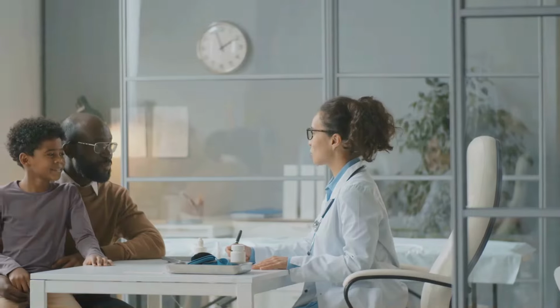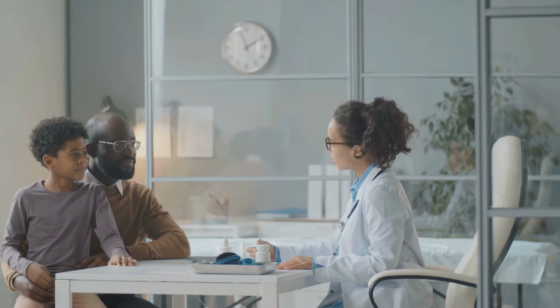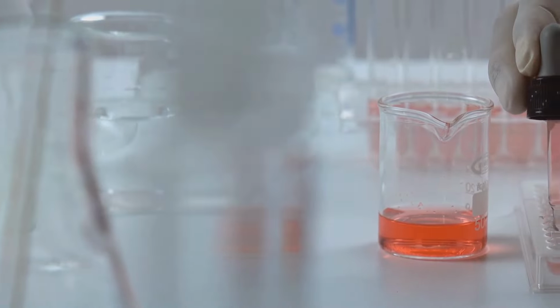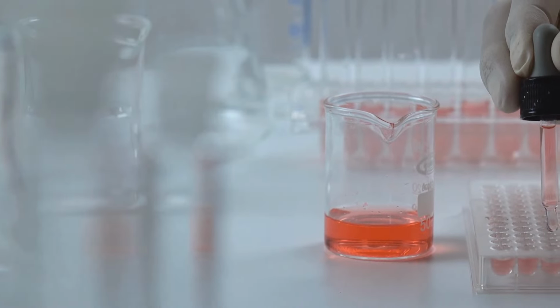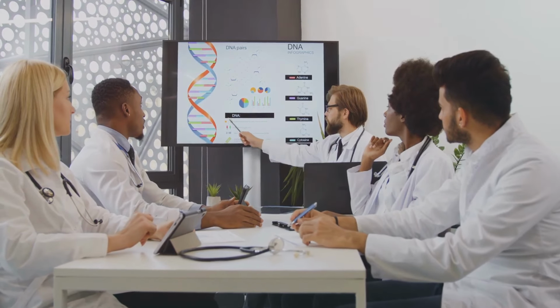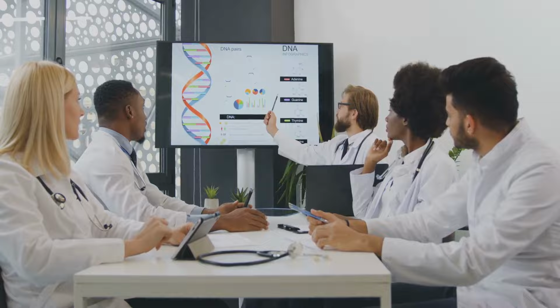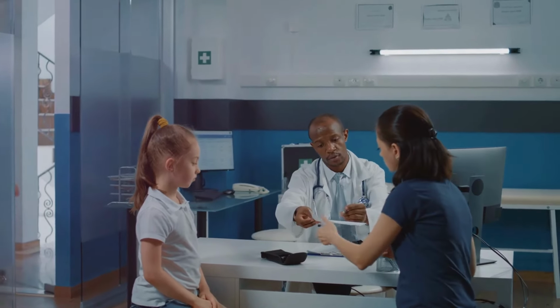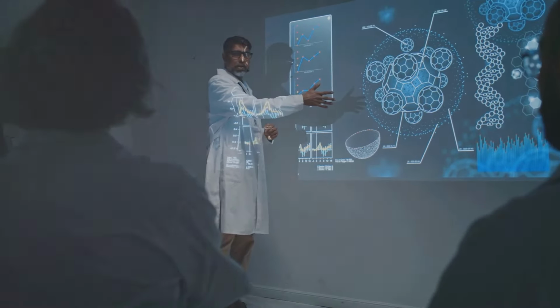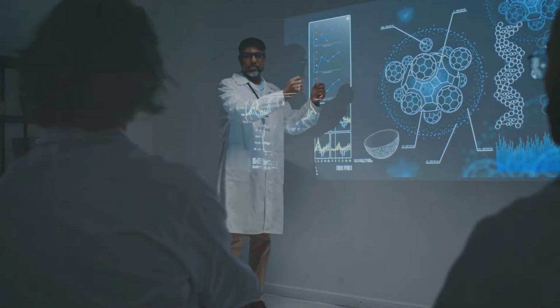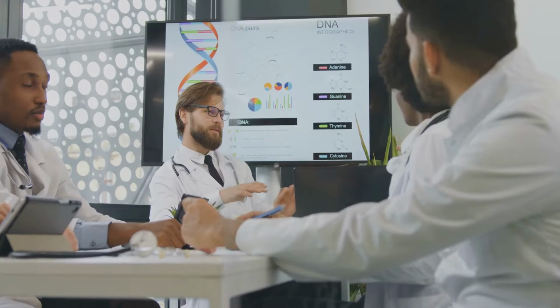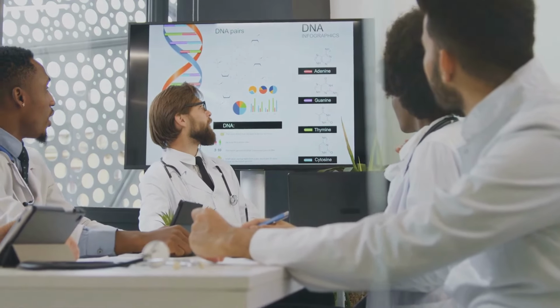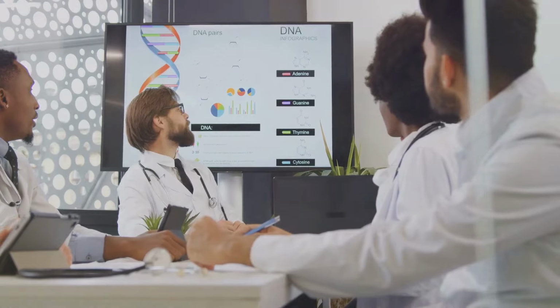Sickle cell disease is inherited. This means it is passed down from parents to their children. It is caused by a mutation in the gene that makes hemoglobin. A child inherits one copy of the hemoglobin gene from each parent. If both parents carry the sickle cell trait, there is a chance their child will inherit the disease. This Punnett square illustrates the inheritance pattern of sickle cell disease. It shows the probability of children inheriting the disease depending on the genetic makeup of their parents.